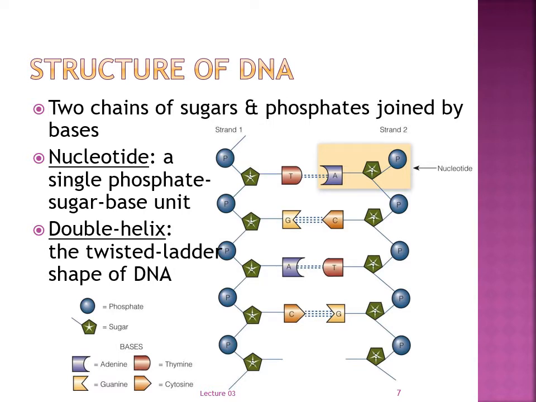DNA is a molecule that consists of two long chains of phosphates and sugars linked together by bases. Each smaller unit of sugar, phosphate, and base is known as a nucleotide. If it were flattened out, DNA would look like a ladder, with the phosphate-sugar chains being the uprights and each rung consisting of two bases. In reality, the ladder twists into a spiral called a double helix.